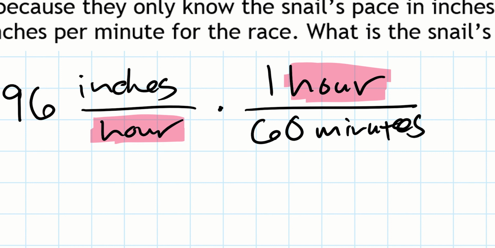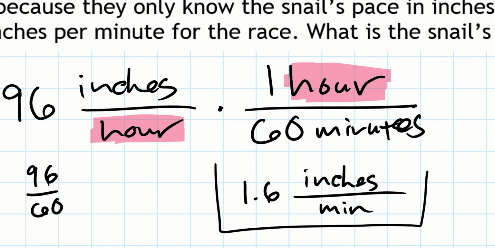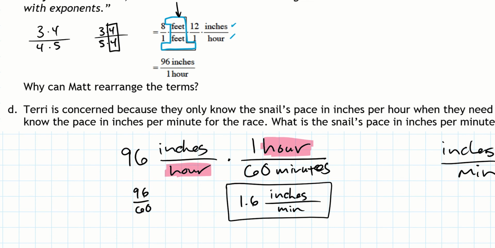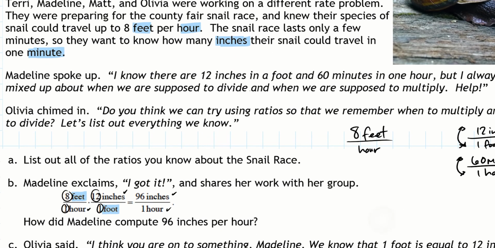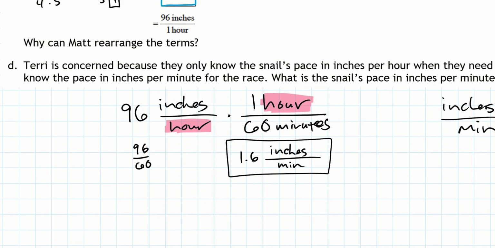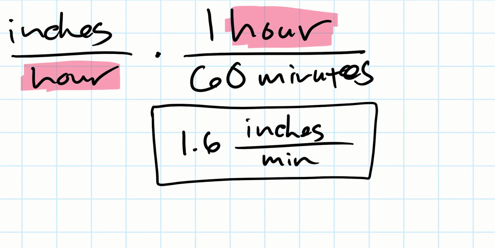So if you look at it now, my only units now are inches per minute. And then the numerical value is 96 over 60, right? But if I grab my calculator and go 96 divided by 60, it says, that looks like 1.6. So I've got 1.6 inches per minute. This is my rate. My rate is now 1.6 inches per minute. Before, when we started this whole thing, we knew the snail's pace in feet per hour, right? But the race is not going to last hours. So we've taken feet per hour, and we've been able to convert that to inches per minute. Okay, so that's kind of our technique. Let's move on to our next question.